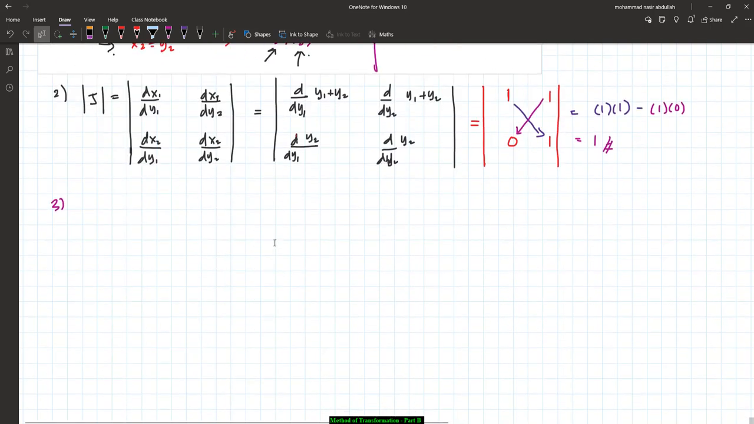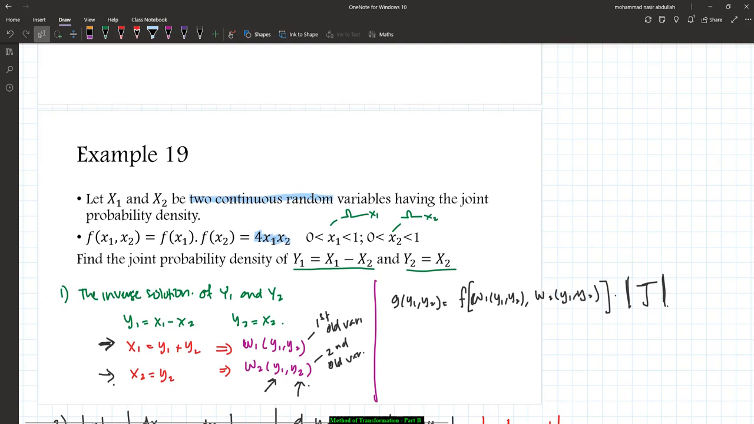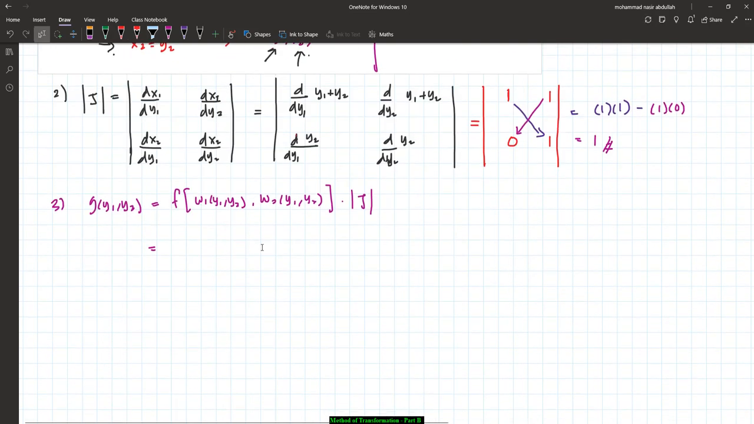The formula, I'll write it back, easy. So g(y1, y2) should be equal to f(w1(y1, y2), w2(y1, y2)) and multiply with the determinant of J. So this one, we look back at the PDF of the original one for x1 and x2. I remember the original PDF for x1, x2, right? We're going to replace the values of x1 and x2 to become our new PDF.